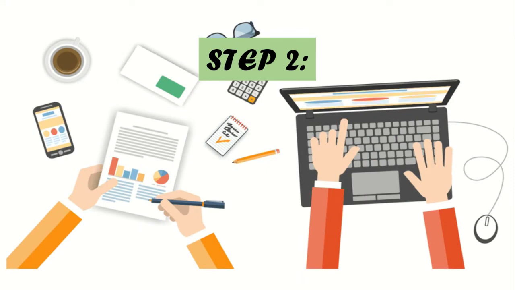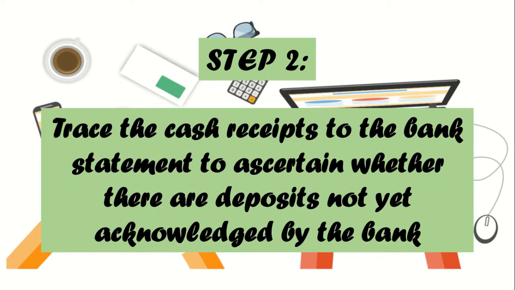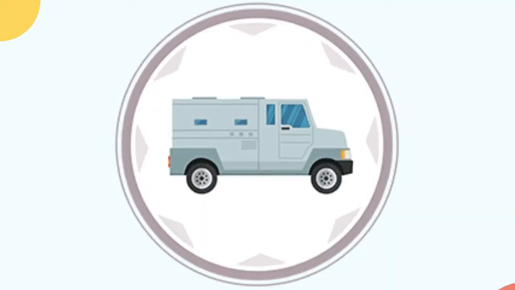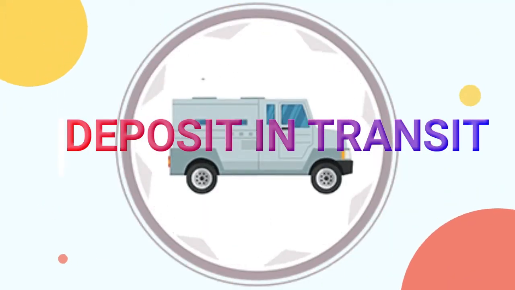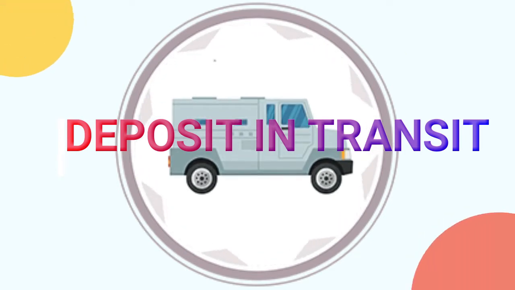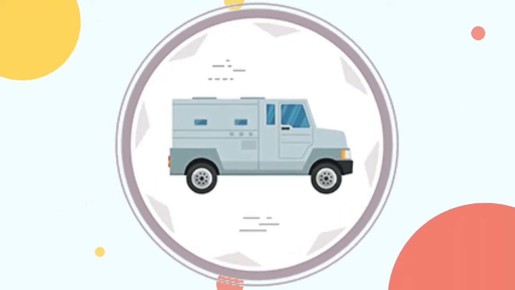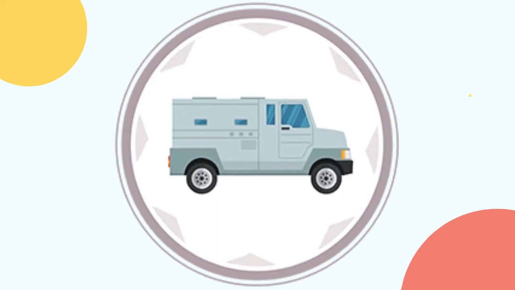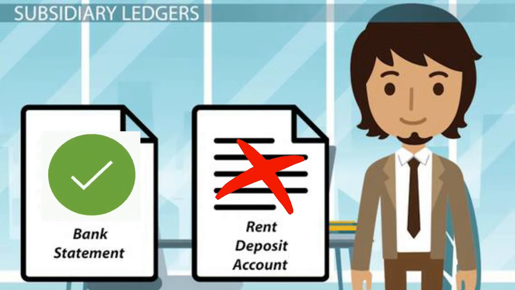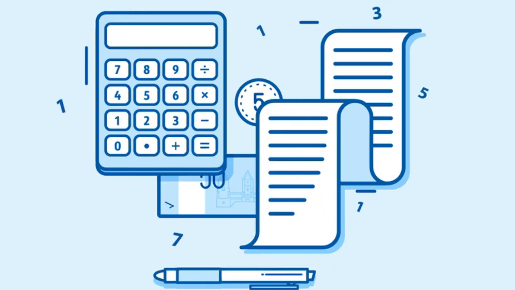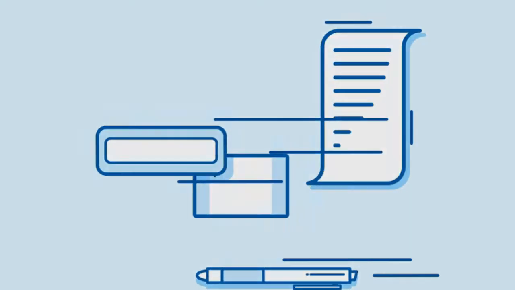Step 2. Trace the cash receipts to the bank statement to ascertain whether there are deposits not yet acknowledged by the bank. We are about to determine the deposit in transit, since as defined, deposits in transit are collections already recorded by the depositor as cash receipts, but not yet reflected on the bank statement. Amounts that are in the ledger but not in the bank statement are bank reconciling items. For this purpose, we simply mark the items that appear in both the ledger and the bank statement. Items not marked are the reconciling items.